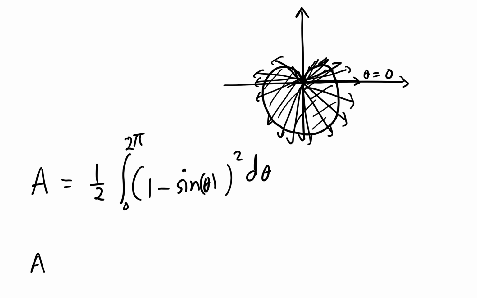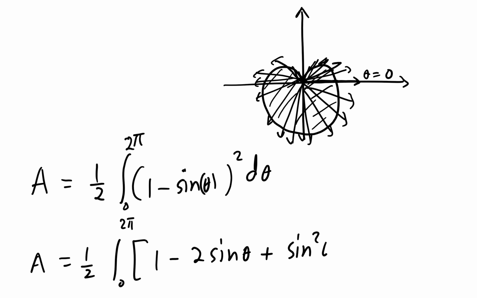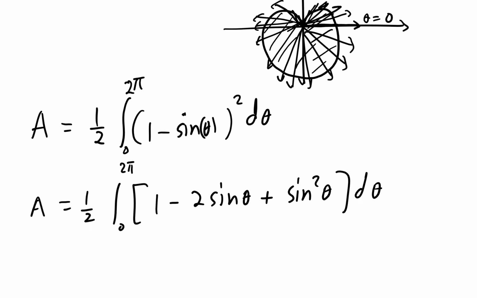Again, you have to expand as we did before: 1 minus 2 sine theta plus sine squared theta, and replace sine squared with (1 minus cosine 2 theta) over 2 and integrate the same way as the previous example, and I got 3 pi over 2.